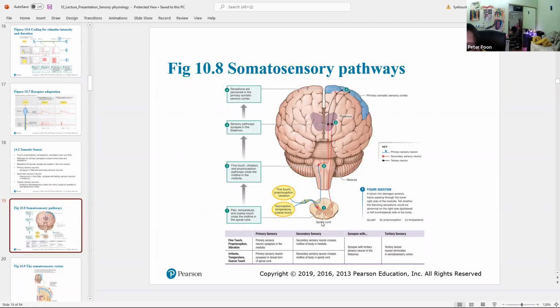Primary sensory neurons go to the spinal cord, and fine touch and vibration go all the way to the medulla. But the secondary sensory pathways always go to the thalamus. The only exception to that rule is your sense of smell. Everything else goes to the thalamus and then to wherever it's supposed to go.